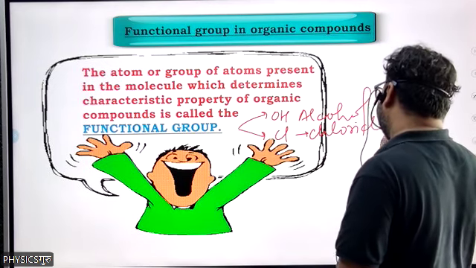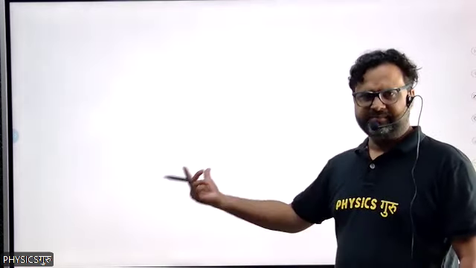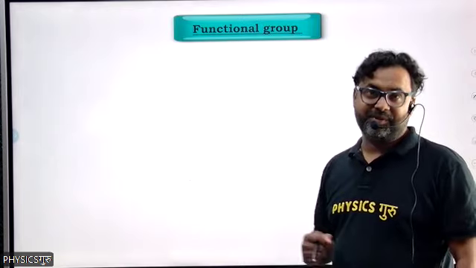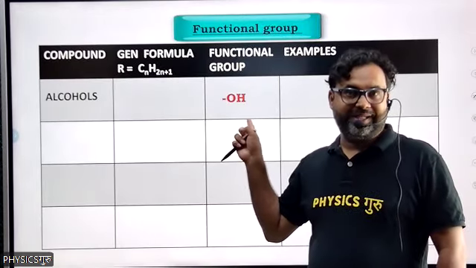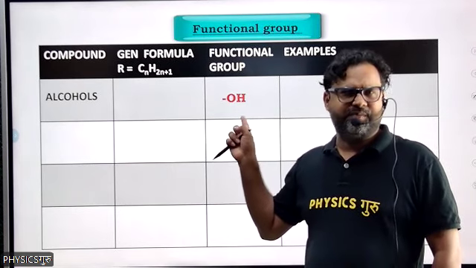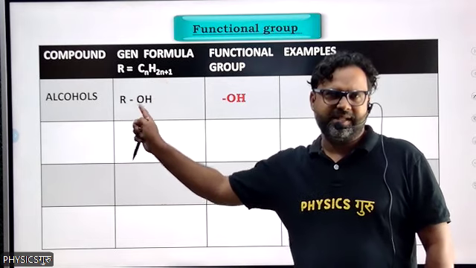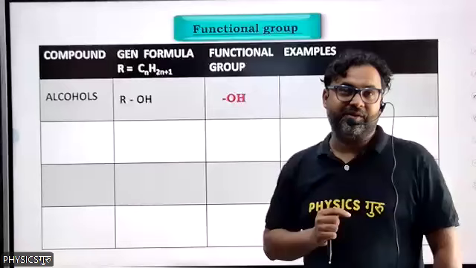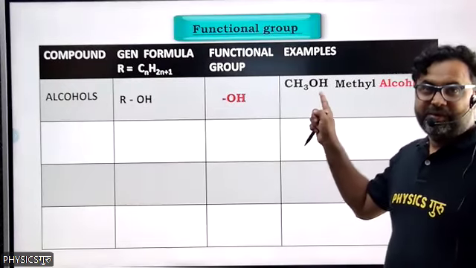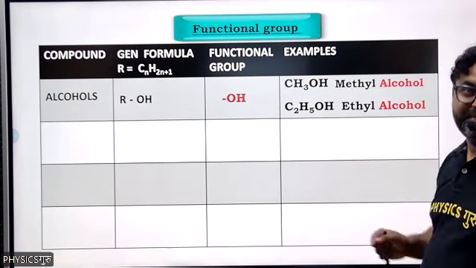Then we have the aldehyde group. We have the acid group, carboxylic acid. Then you have the ether group also. So for alcohol, the functional group is OH, and the general formula is ROH. What is R? R is basically an alkyl group such as methyl. So CH3OH is called methyl alcohol, and C2H5OH is ethyl alcohol.